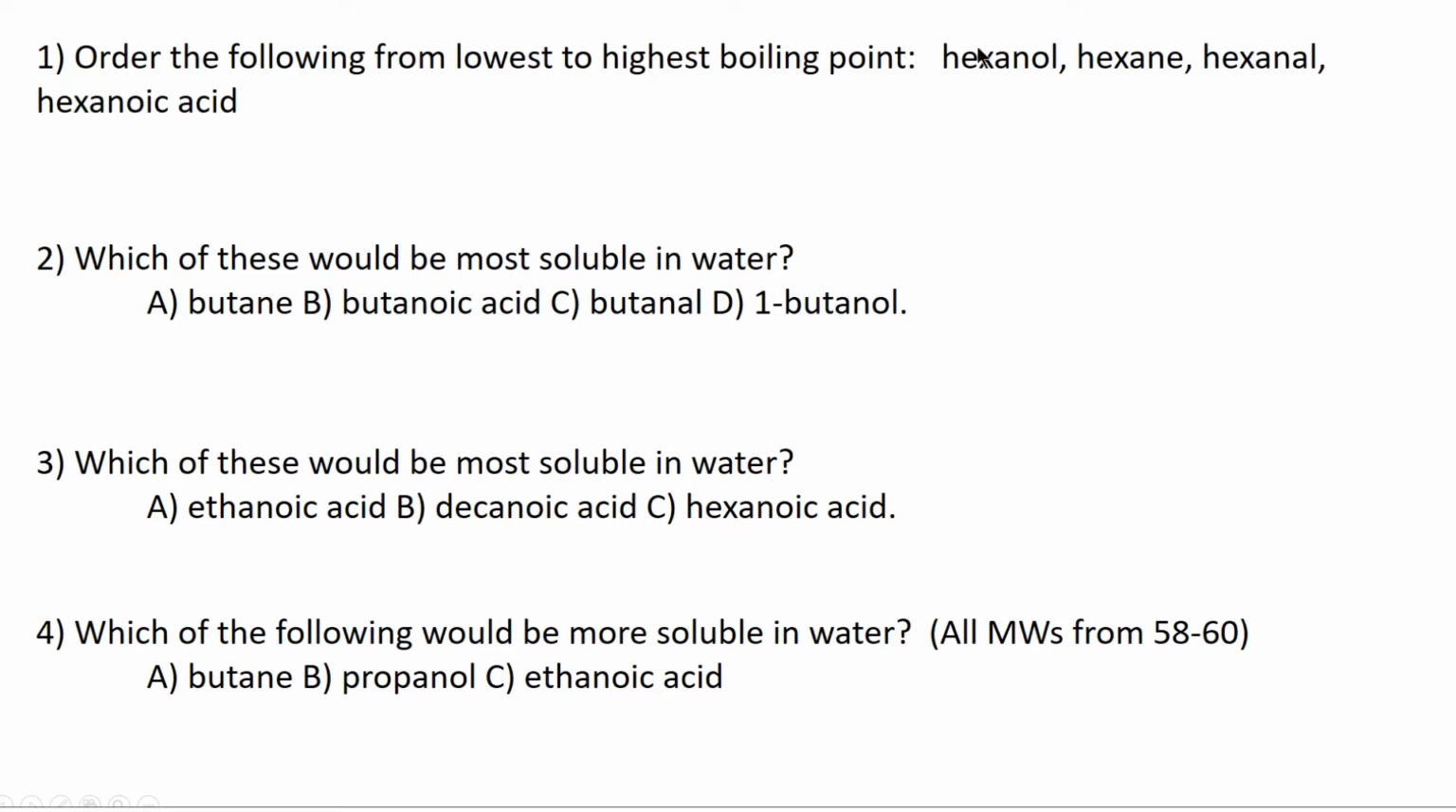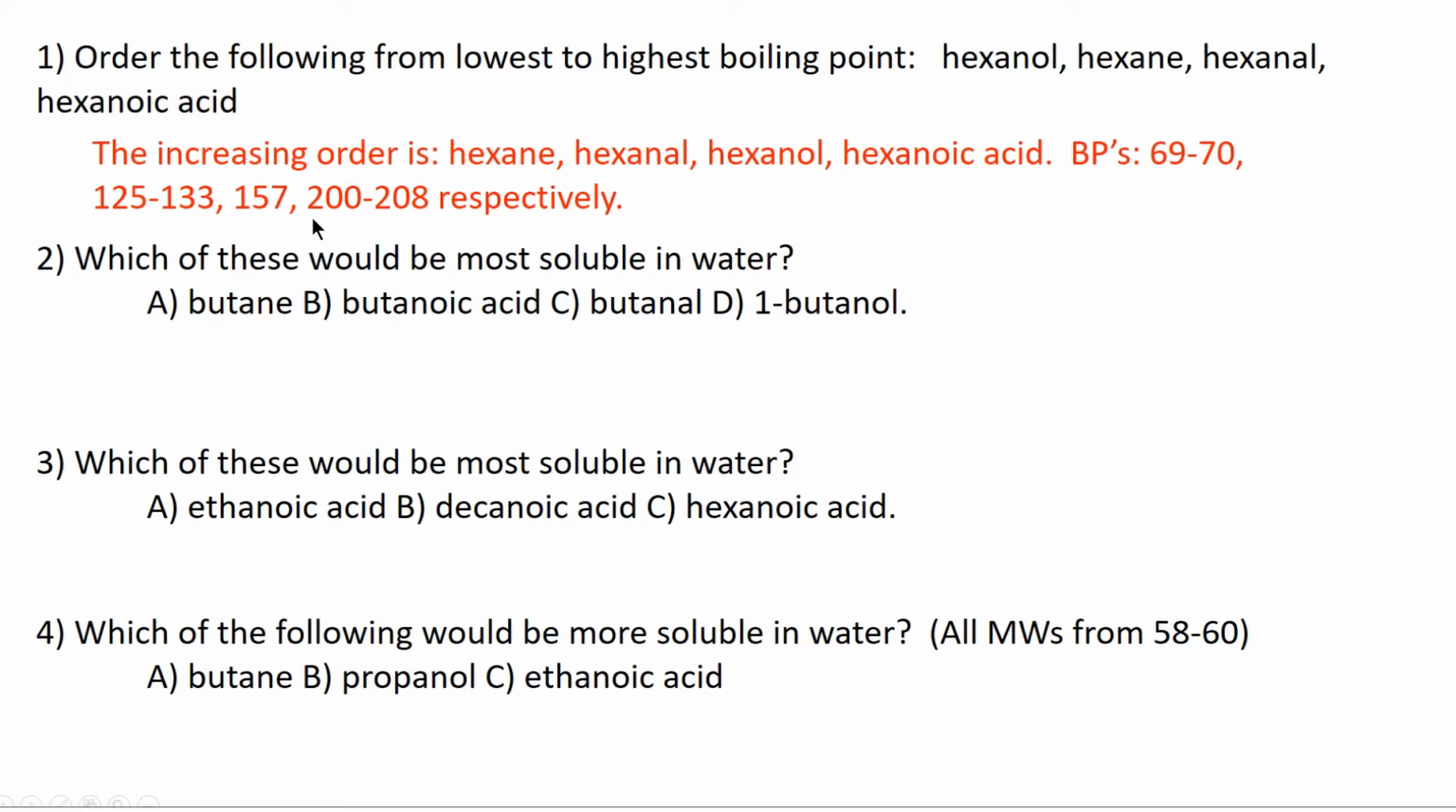So because of that, alcohols will have the second highest, hexanal will have the second lowest. So here we go. Hexane, hexanal, hexanol, and then hexanoic acid. So boiling points in order are listed there just for your information if you'd like. So let's then talk about solubility.